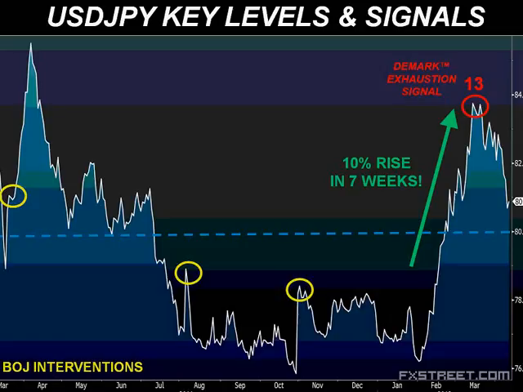Remember, the DeMark exhaustion signals that I'm looking at are based on Tom DeMark's sequential indicator. And it basically looks for price momentum exhaustion. So when is the market tired and about to reverse? So that's all we're talking about here. And the number 13 signals a potential reversal in the market.